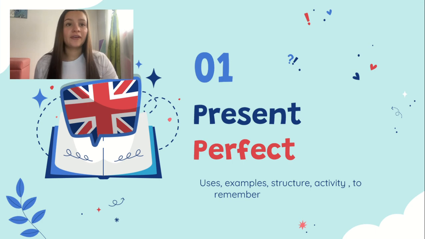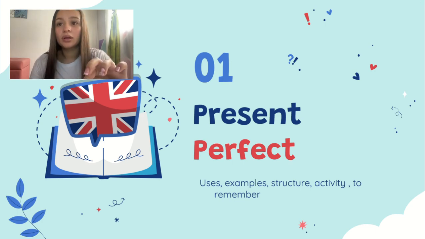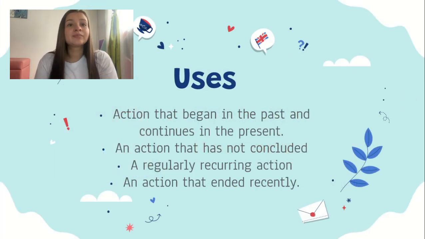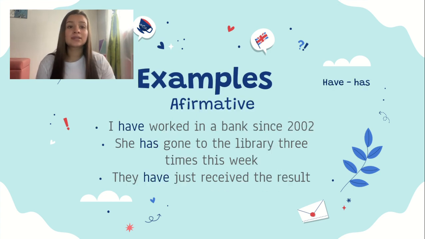Let's start with the first one, that is present perfect. We use present perfect to talk about an action that began in the past and continues in the present. It has a close relation between the past and the present. It is used to talk about an action that hasn't concluded, a regularly recurring action, and an action that ended recently. To support that idea, we are going to see some examples in affirmative, negative, and interrogative form.